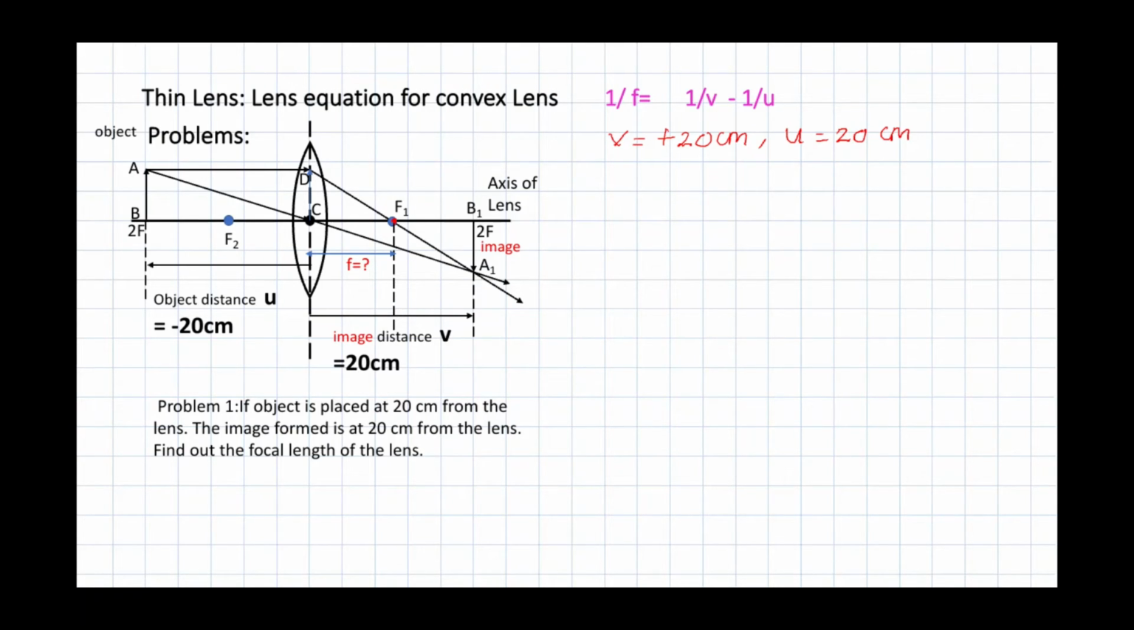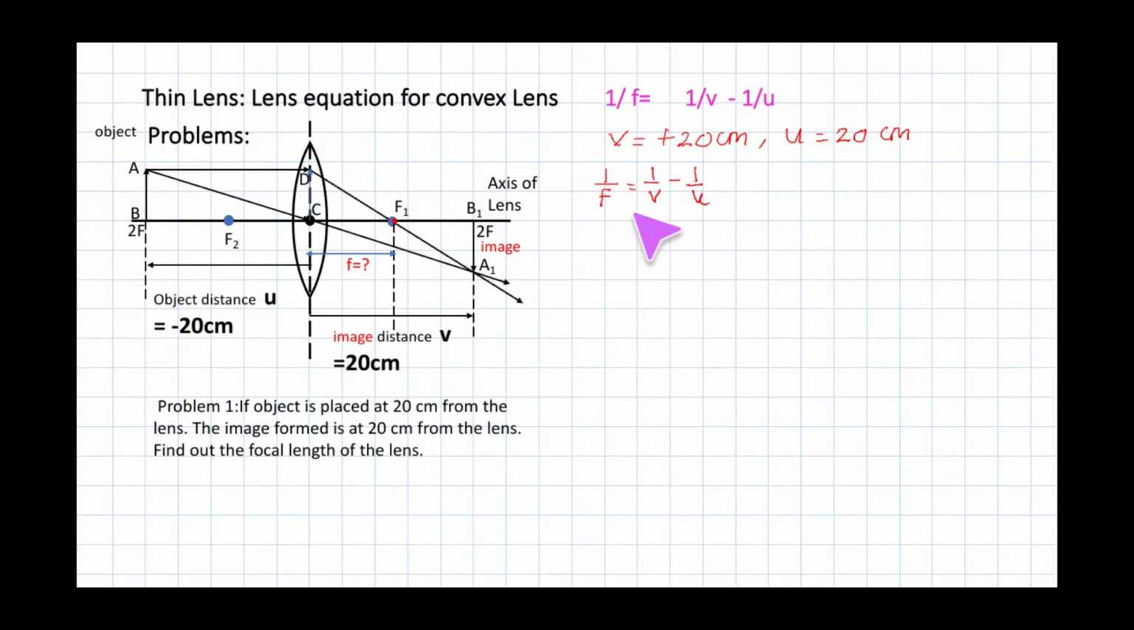So obviously the object is kept beyond the focal length. Here it is the focal length, and the object is kept beyond the focal length. So the image formed will be real and it will be inverted. So using the same formula, 1 upon f is equal to 1 upon v minus 1 upon u.